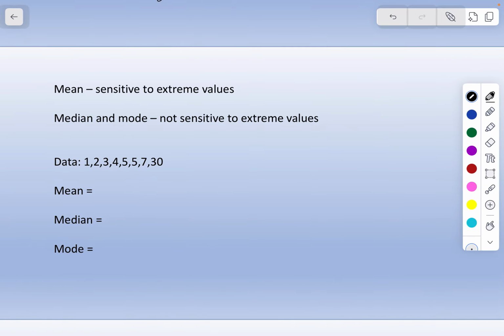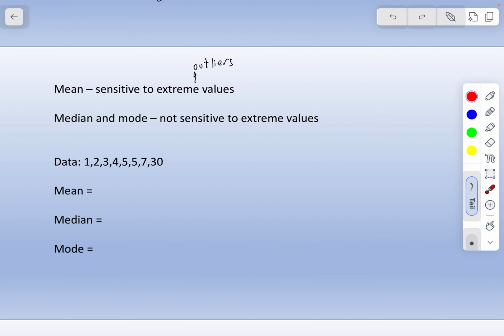Mean is sensitive to extreme values. Median and mode are not. Sometimes those extreme values are called outliers, okay? So watch how this 30 will really bump up our average, our mean, but it won't bump up our median and mode. So you'll notice our data is in least to greatest order.